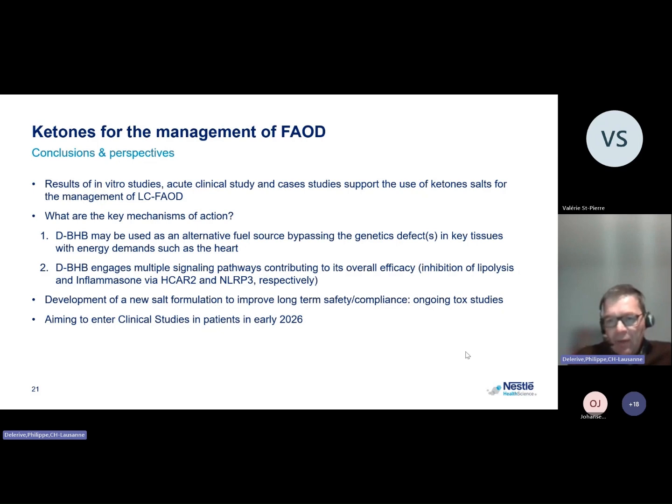Where are we now within Nestlé Health Science? We have developed a new salt formulation to improve long-term safety and compliance while maximizing PK, and it's within the regulatory toxicology program at the moment as we speak. And this project is aiming at entering clinical studies in patients in early 2026, not acutely, but more in a chronic setting, and defining the right dose to do long-term outcome studies.